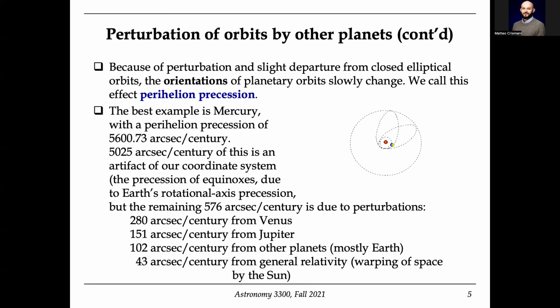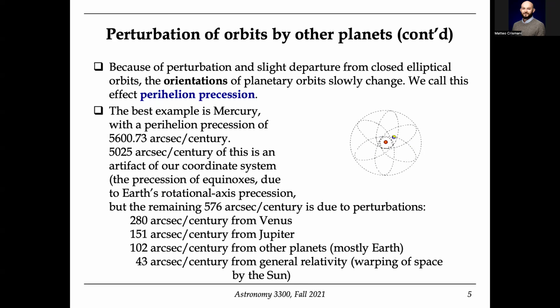So the first contribution is due to Venus. Venus has the largest one, 280 arc seconds. Jupiter is also pulling. So Jupiter is farther than us, but it's bigger. So you get 150. You get 102, mostly from the Earth, but from other planets as well.